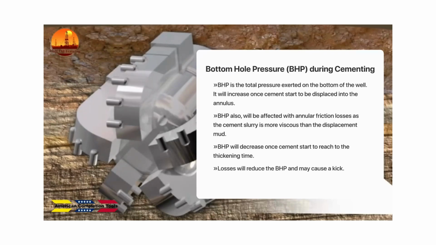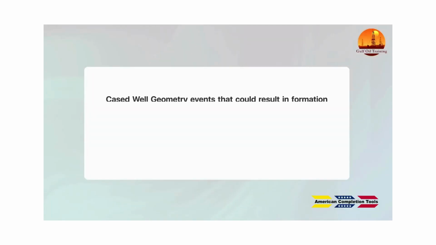Losses will reduce the BHP and may cause a kick, causing well geometry events that could result in formation fluid entering the casing and casing annulus.